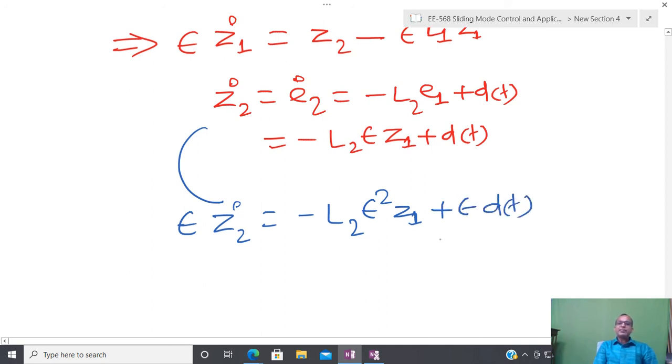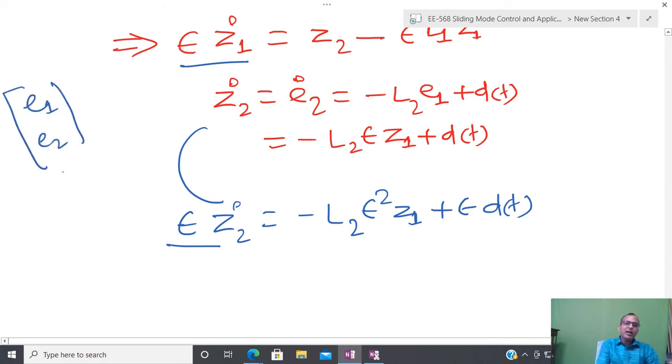Anyone has confusion on this? What I have done, in order to maintain consistency, here initially my state is E1 E2. Now what I am going to do, I am going to convert this E1 into Z1 Z2. So first stage is Z1 dot multiplied by epsilon. So in order to maintain consistency, I have selected the second one also, that is multiplied by epsilon.